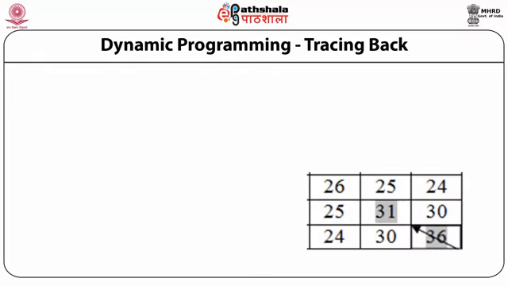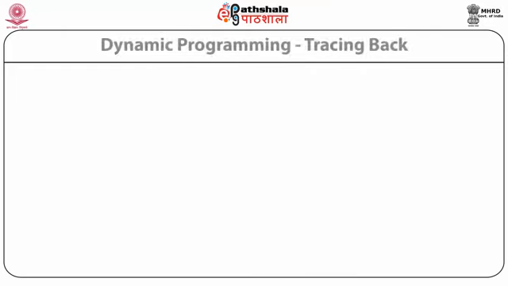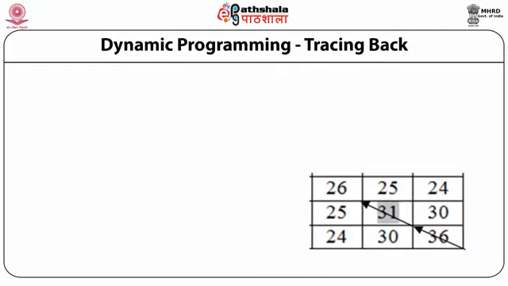Next, again trace back to one of the three adjacent cells from the current cell with number 31 as highlighted. Since the diagonally upper left cell has the highest number 26, place an arrow from the lower right corner of the current cell to the lower right corner of the diagonally upper left cell. In this way, continue to trace back.